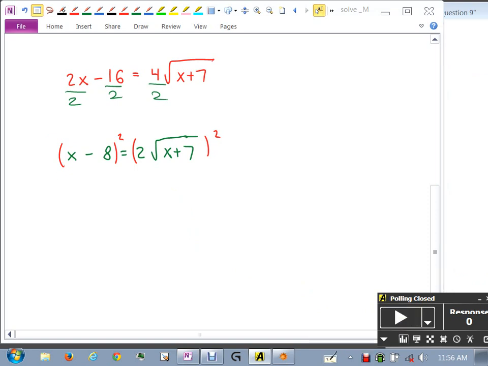X squared, say again? Minus 16x plus 64. When I square the right side, 4 times x plus 7, but I need the x plus 7 in parentheses. And then at this point, what do you have?